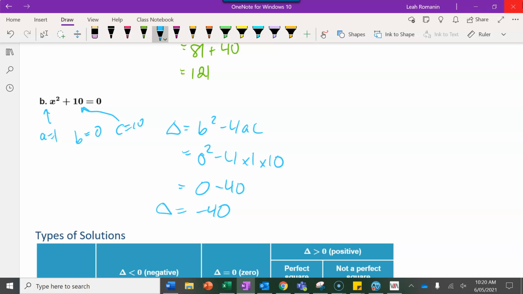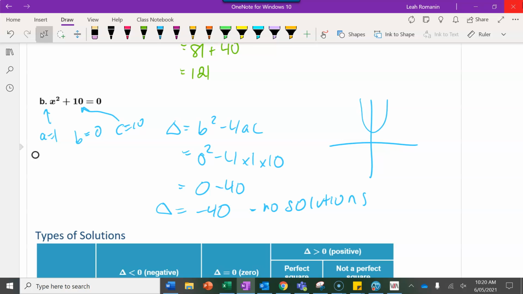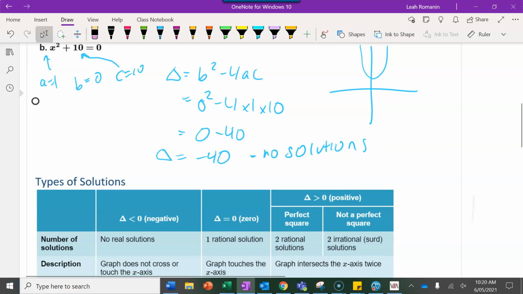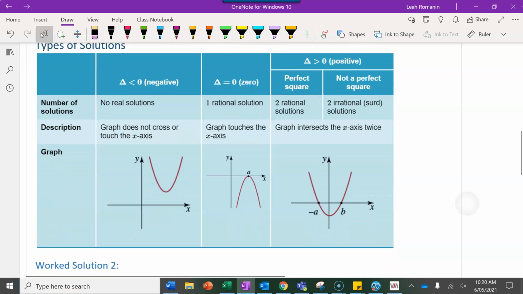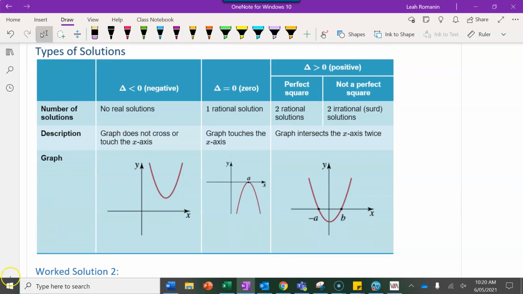So what does this tell me? No solutions, because I've got a negative. Fantastic. So I'm expecting that I'm getting one of the graphs that is floating up above that x-axis. It's not going through it. Okay, so I'm going to give you a bit of time to copy this graph out.